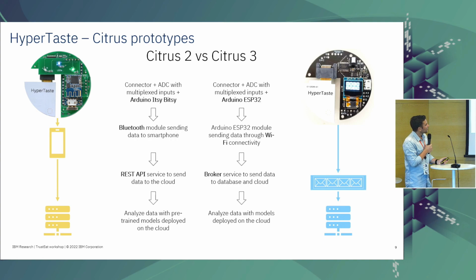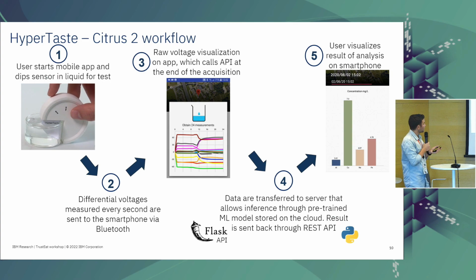Instead, in the second or third generation of the Citrus port, we had the broker-based architecture. Our sensor board was able, through a specific Arduino board, to send the data directly to the intermediary unit, this broker, in a specific message queue. And then there was the server subscribing to the queue in order to get back the result of the analysis. So just to recap, in the first case, with Citrus 2, we directly measure in the liquid.